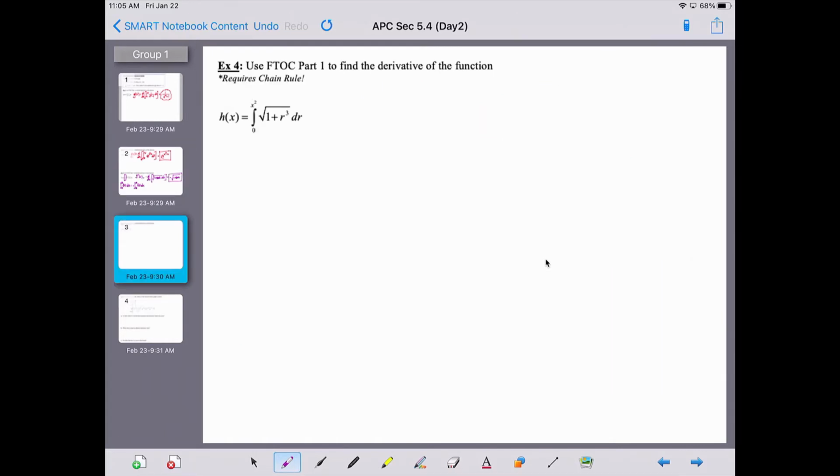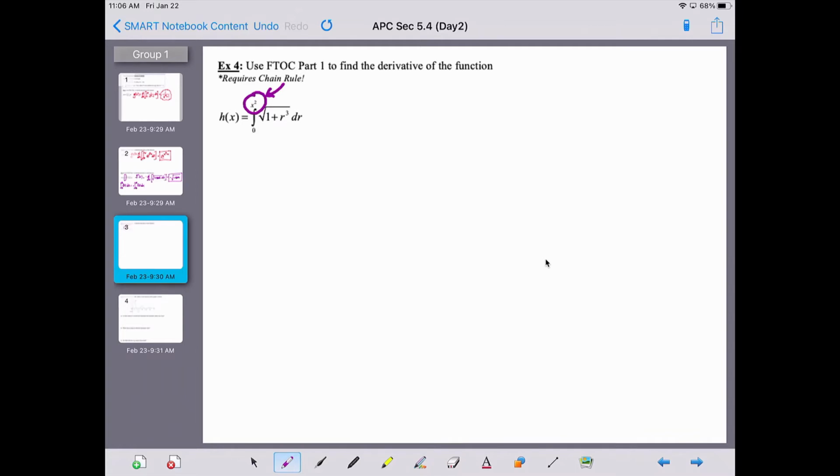Example number 4 is perhaps the most interesting because we're going to use the fundamental theorem of calculus part 1 just like we have been doing, but notice that now we are going from 0 to x squared. So this problem is going to require us to use the chain rule. Okay, so our function h of x is given as the integral from 0 to x squared of the square root of 1 plus r cubed dr.